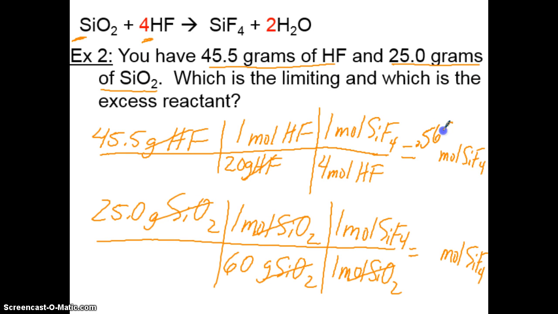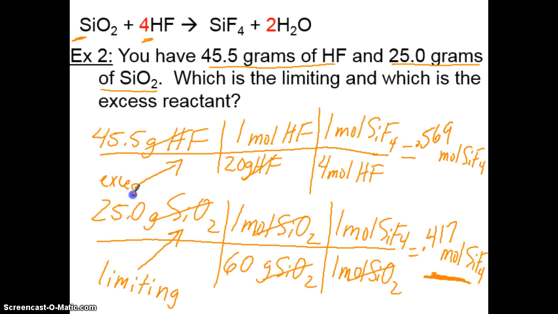So we put in our answers. We have 0.569 and 0.417. We got that by multiplying the top numbers and dividing by the bottom numbers. So it looks like this one is our low answer. And of course this one would be excess. So our limiting is going to be this chemical, the SiO2. Maybe it would be nice if we were given more to start with. And our excess would be this one right here. We were given a bit too much of it.